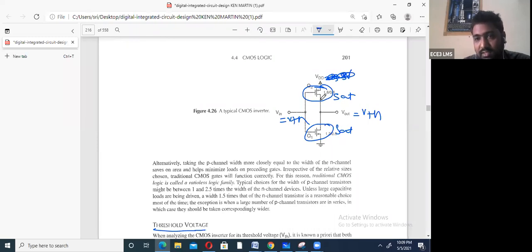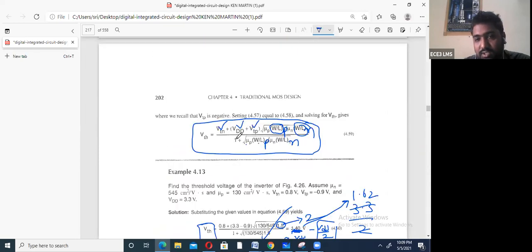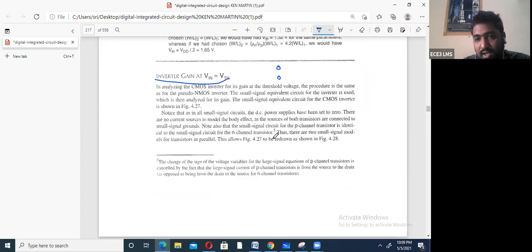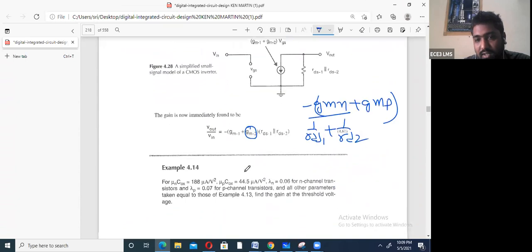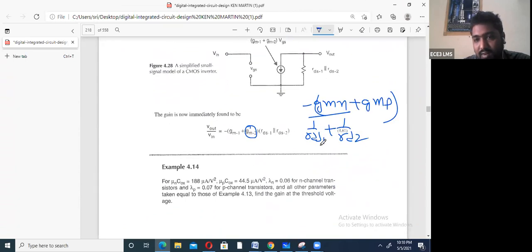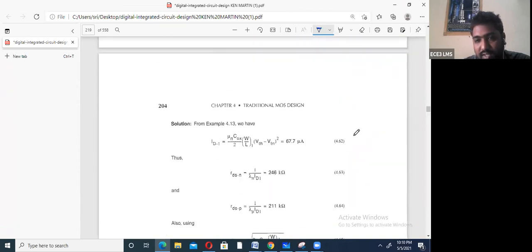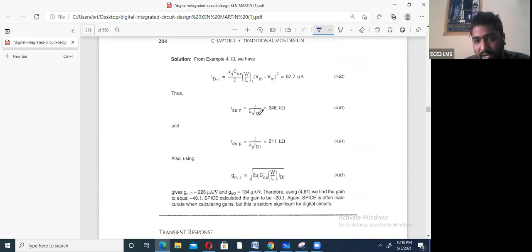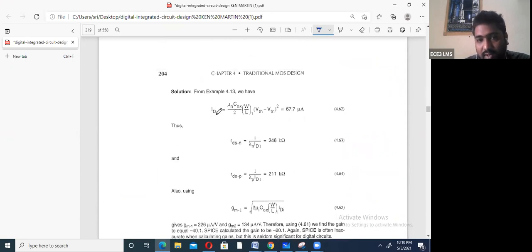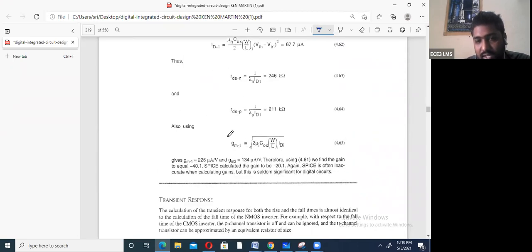So when this connection is there, you will get the threshold voltage of the inverter like this, and the gain of the inverter, the final equation, like this. And 1 by RDS1, 1 by RDS2, same equation. 1 by lambda n IDN saturation, 1 by lambda p IDN saturation. 1 means NMOS here, so ID1 means you have to take the IDN saturation current. Then for GM we have two formulas, and any of the formulas you can substitute.